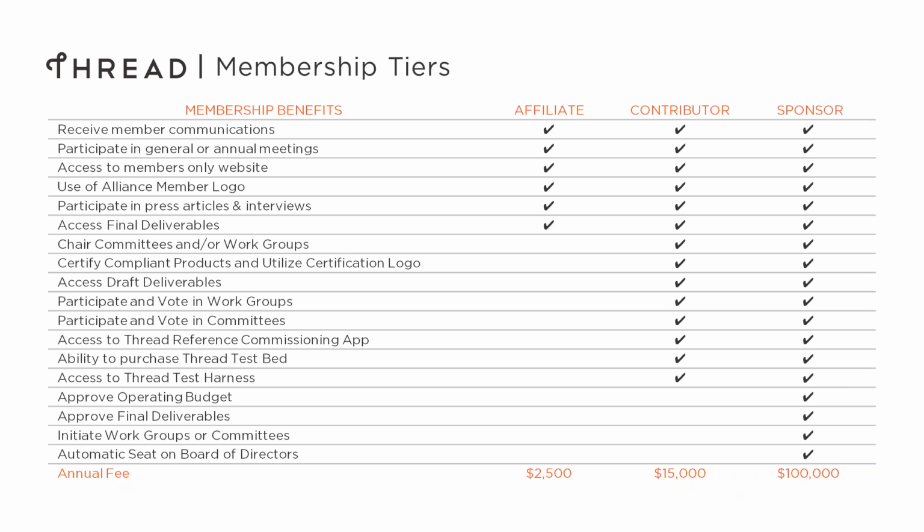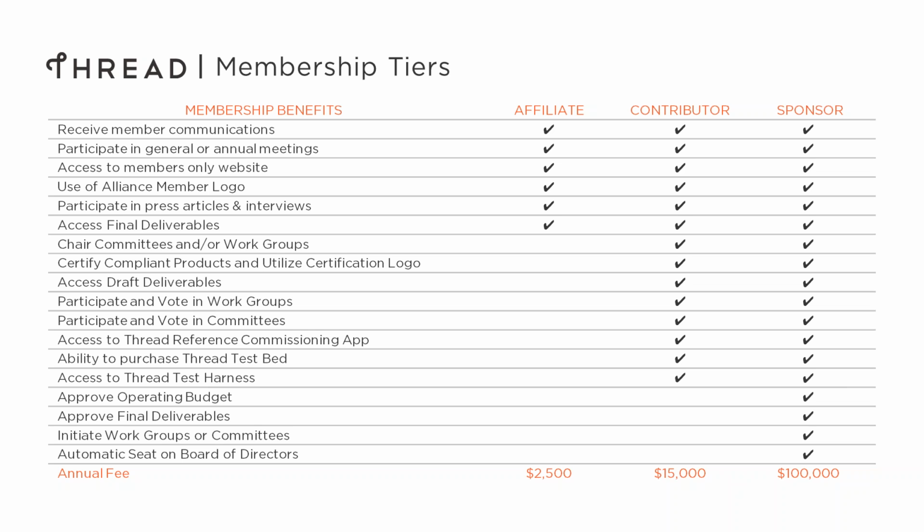The other category of companies at the affiliate level are companies that provide services and are not planning to do an actual Thread certified product, but might have software development, manufacturing, design services that they can provide.